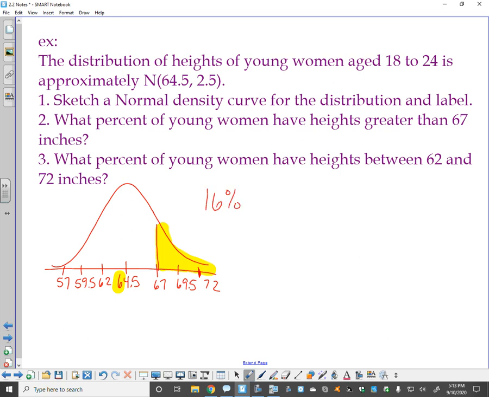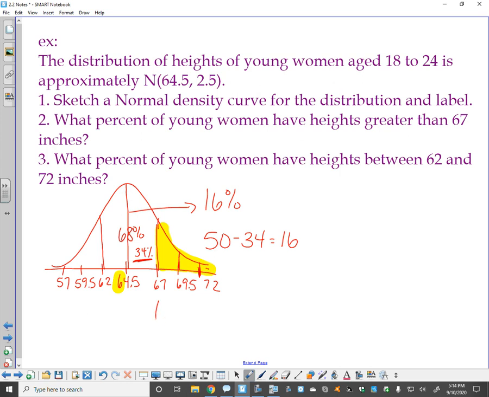A couple different ways you can do this. I'm kind of more of a logic-y kind of girl. If I know that this middle chunk is 68%, then I know this is 34%. Well, I know this whole half is 50%, and I don't want the 34%. So I did 50 minus 34 and got the 16. You can't go in here and just add those two pieces together because you're missing that end piece.